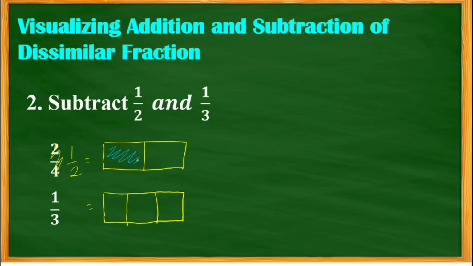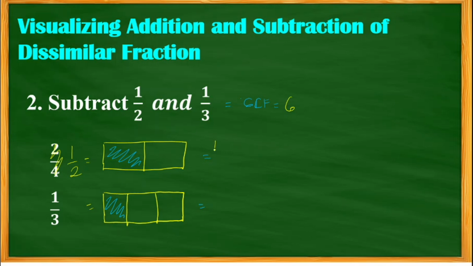Then one shaded region. This would be one shaded region also. And then we're going to subtract. So let's make the two the same. Okay, sa GCF muna. The GCF of 2 and 3 is 6.